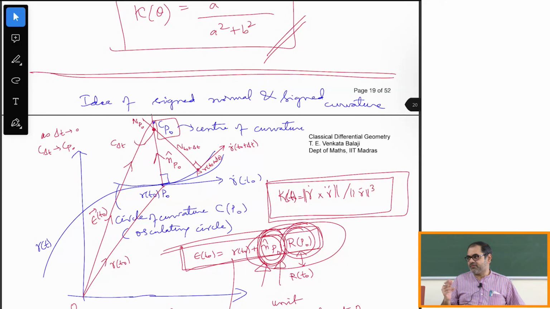So I want to make sense of the signed curvature and the signed normal in an analytic way. I don't want you to look at a picture and think of it. I want an analytic expression for that. That is always important, because that is how you make anything geometric into something completely mathematical. But there is more to it.